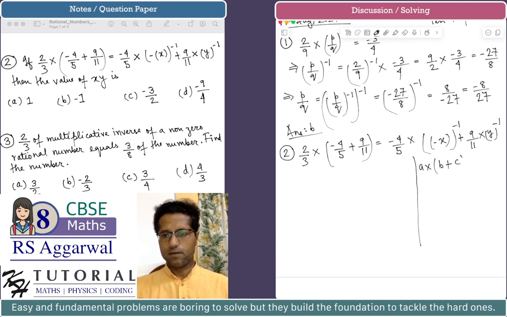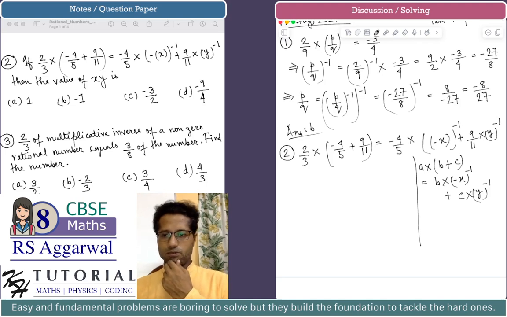The left hand side is of the form where a is 2 by 3 and b is minus 4 by 5 and c is 9 by 11, and the right hand side we can see is minus 4 by 5, which is b multiplied by whatever this is. This is, let's say, minus x, multiplicative inverse of minus x, plus 9 by 11, which is c, into we have minus y.